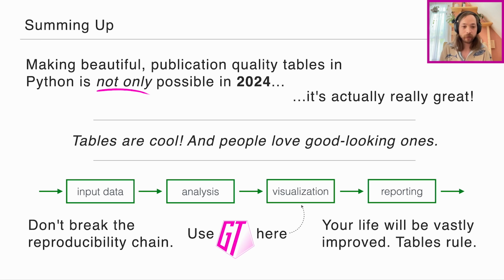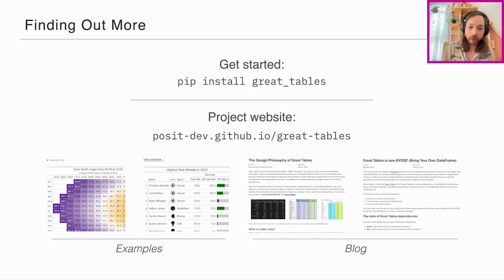We talked a bit about the reproducibility chain that you probably already spend a lot of work on. You worked really hard to be sure that your data and your analysis and a lot of your visualizations are already in Python. The neat thing about Great Tables is now you don't have to pull your data into Excel. You can keep going with your Python scripts and have one single tool chain to go from input data to reporting. The best way to get started is to pip install Great Tables.